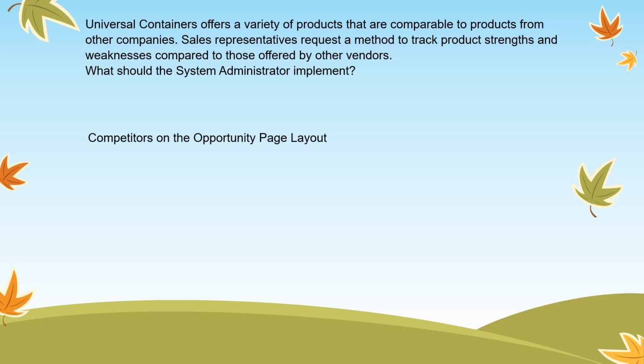Universal Containers offers a variety of products that are comparable to products from other companies. Sales representatives request a method to track products' strengths and weaknesses compared to those offered by other vendors. What should the system administrator implement? Competitors on the opportunity page layout.